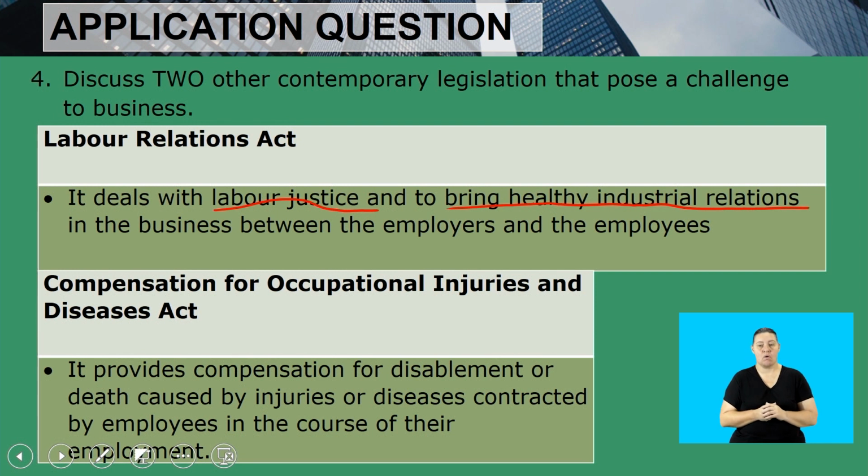Then another act we'll look into is the Compensation for Occupational Injuries and Diseases Act. It provides compensation for disablement or death caused by injuries or diseases contracted by employees in the course of their employment. So what does this mean?